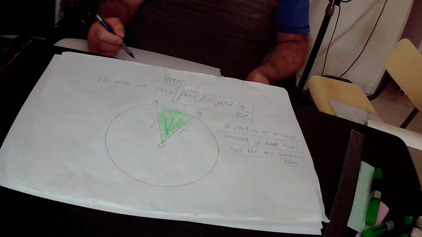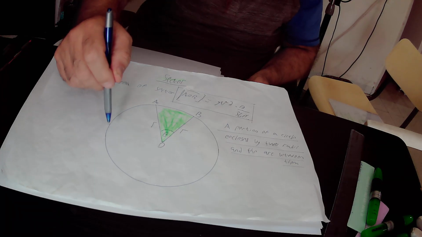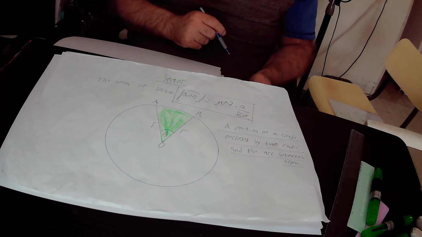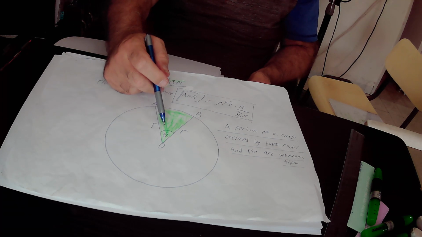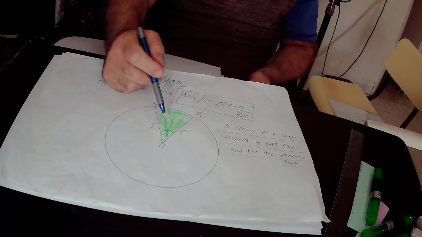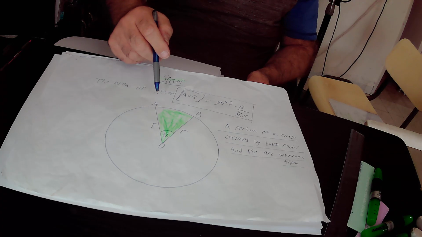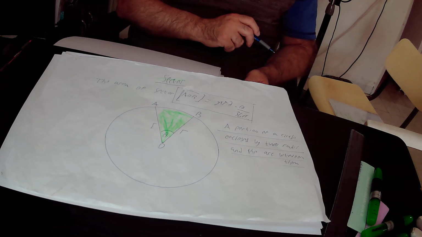The area of the sector AOB equals the area of the circle that contains the sector, that is pi r squared, where r is the radius of the circle, times the angle between the legs of the sector, that is theta, over 360 degrees. Again, the area of sector AOB equals pi r squared times theta over 360 degrees.